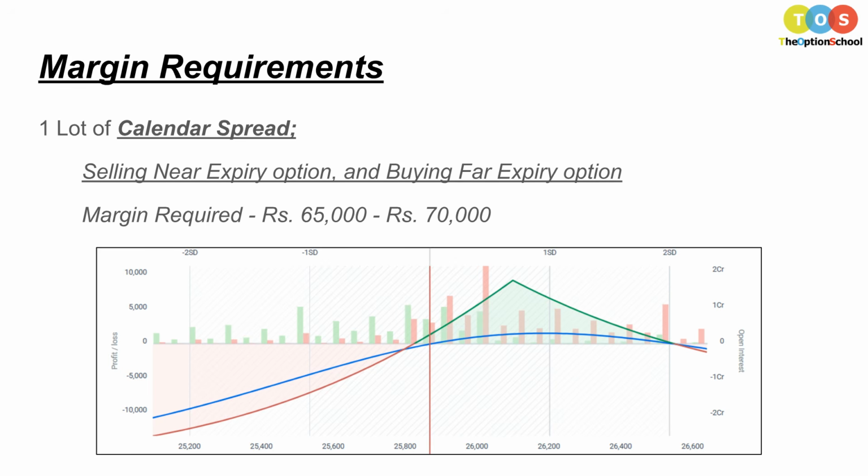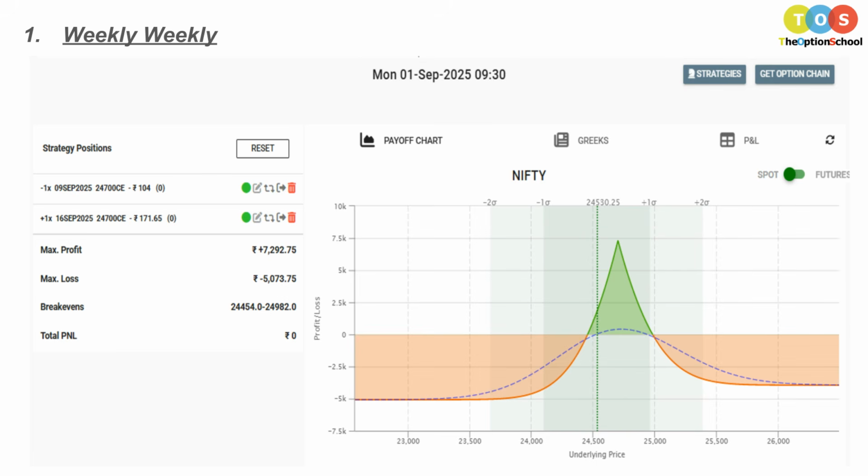We all know that for a single lot of calendar spread, selling a near expiry and buying a far expiry, it generally requires around 65,000 to 70,000 rupees, depending upon strikes and depending on the type of calendar. To begin with, we have started with a weekly calendar.